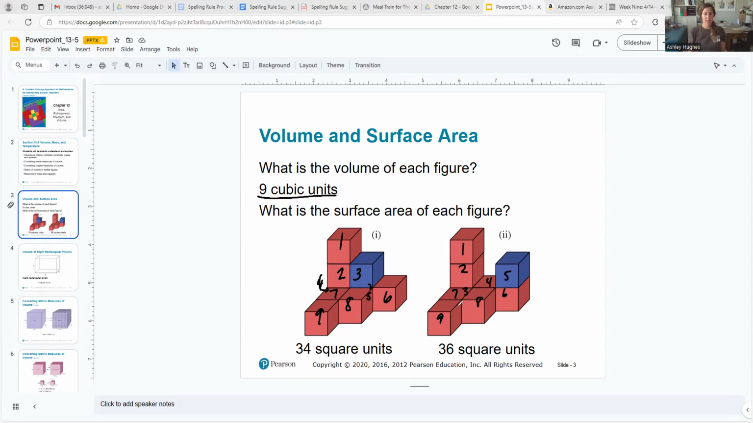These little cubes are rearranged. But as far as surface area, it's a little different. Surface area is like the squares that are showing on the outside. Like if you're going to wrap a present, it's the area that you would cover.